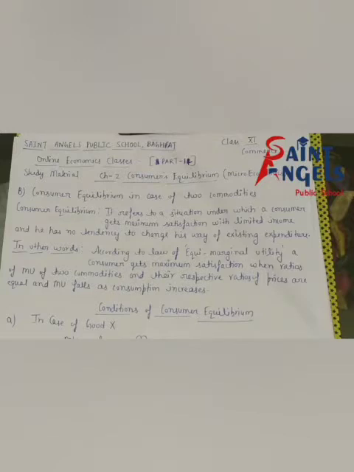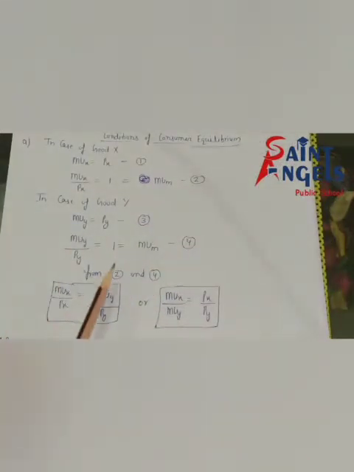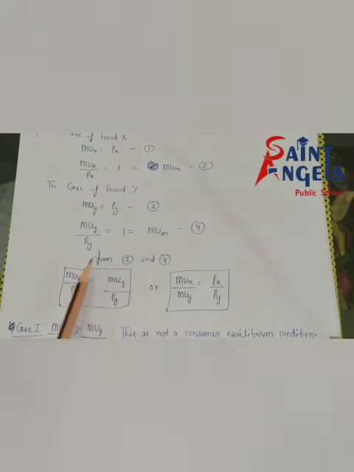Today we will discuss chapter number 2, Consumer's Equilibrium, from the Microeconomics book. In my previous video we discussed the theory portion of consumer equilibrium in the case of two commodities. The first main condition of consumer equilibrium is MUx upon Px is equal to MUy upon Py. I hope all of you have understood.